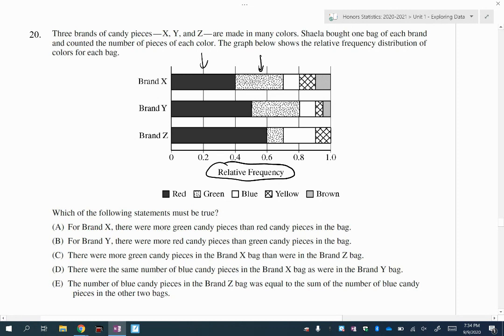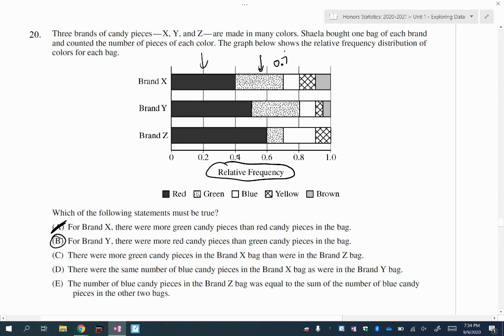Well, it looks like 40% of the candies were red. And it looks like green is 30%, right? Because we're going to 0.7, so 0.4 to 0.7 is 30%. So actually, there are more red ones than green ones, not more green ones than red ones. So good try. Brand Y, there are more red ones than green ones. Well, let's see. Brand Y has a larger part of the bar that is red than green. So that one actually looks good.